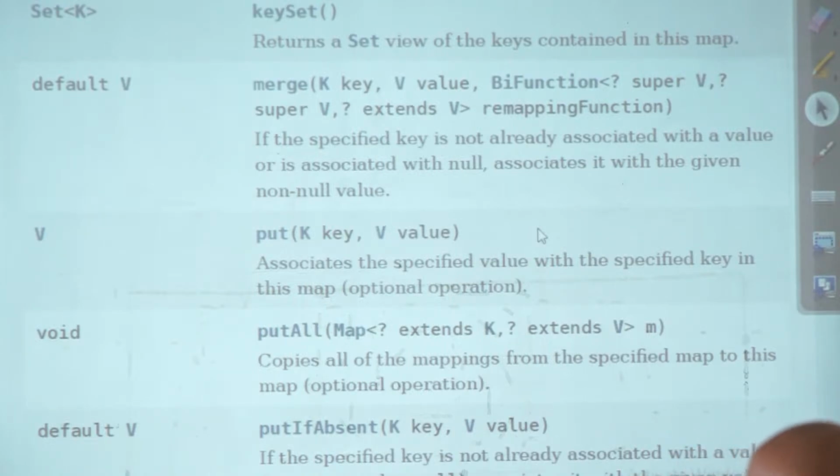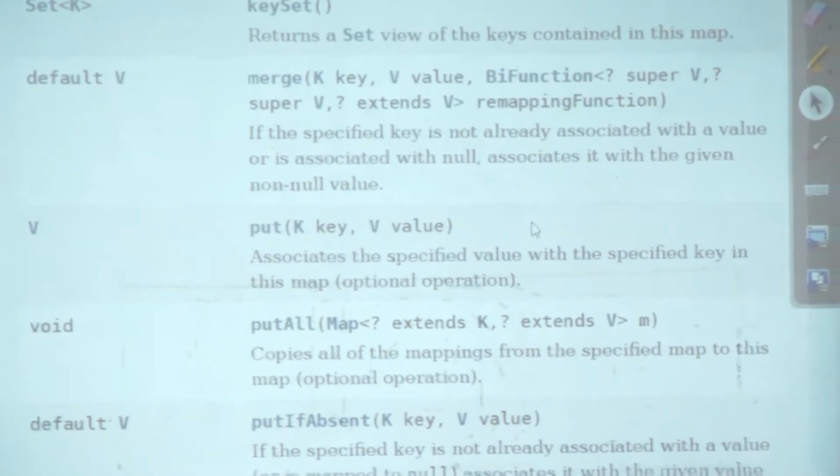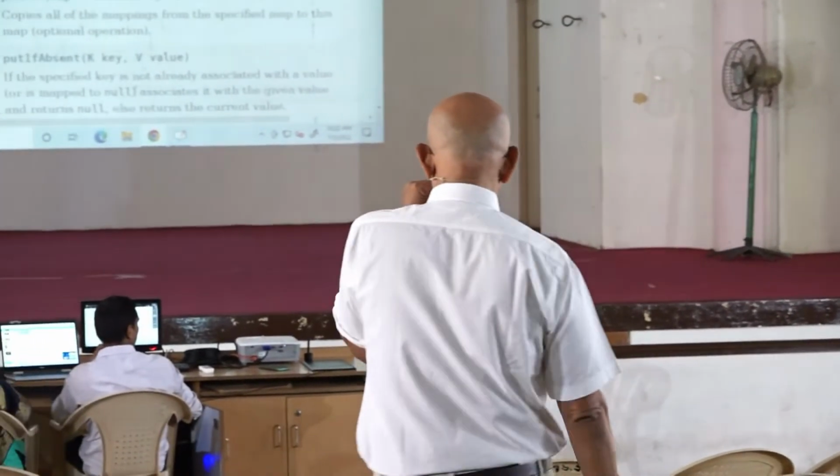It has two behaviors. If the key already exists, then this value overrides that value, whatever you are supplying now. The last put will override earlier values. If the key doesn't exist, obviously a new entry is created in the map with key and value. This is the way entries are created.